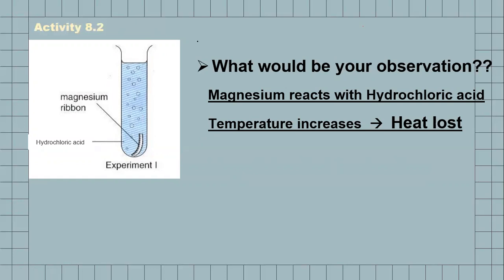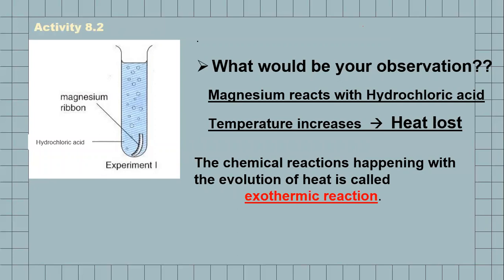Right. So when you add magnesium ribbon into hydrochloric acid, you can see gas bubbles rise in the test tube. Also, you can see the temperature increase. So that means heat is lost there. The chemical reaction happening with the evolution of heat is called an exothermic reaction. Remember the word exothermic? When a chemical reaction takes place where heat is lost, we call it an exothermic reaction.